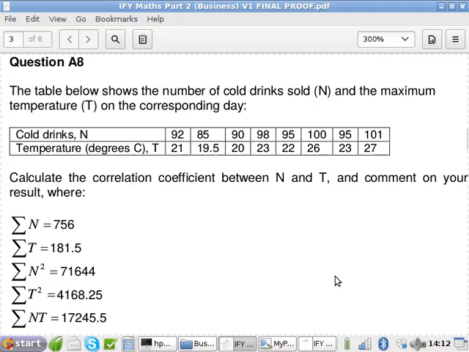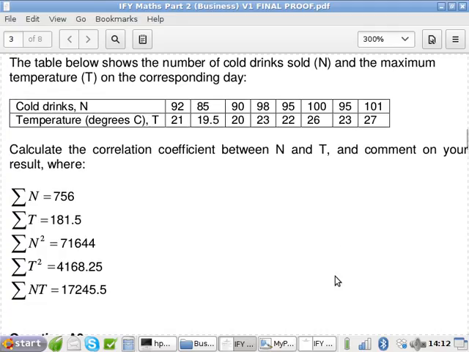You're probably very comfortable calculating correlation since you've just done your assignment a few days ago. Notice though in the exam they kindly give you Sn, but n and t are like x and y. So this is Sx, Sy, Sxx, Syy and Sxy. As long as you know the formula, you can get the answer. So there's nothing special here.